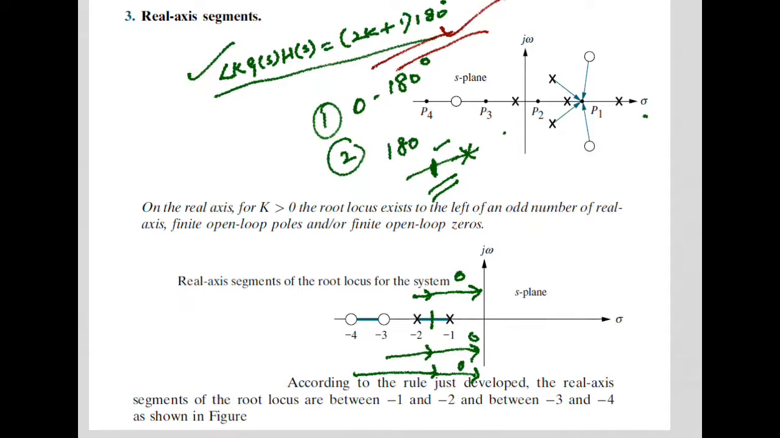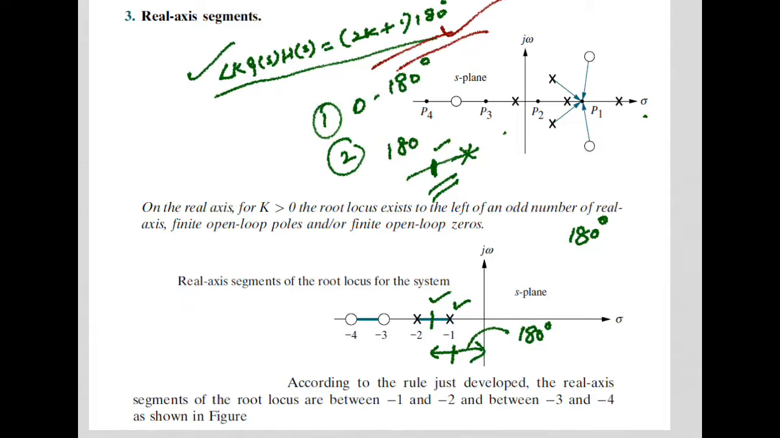Now come to the point -1. The contribution from -1 to that particular point of observation, and from the -1 point to the axis, gives an angle of 180 degrees. So if we have an odd number of poles on the left side of the point of observation, then the angle is 180 degrees and the contribution is there.